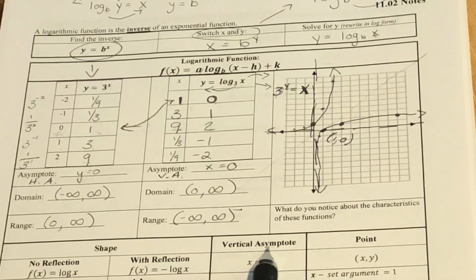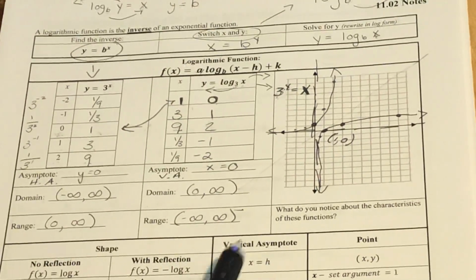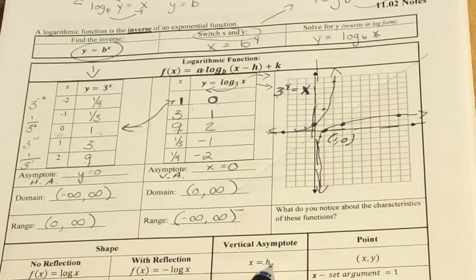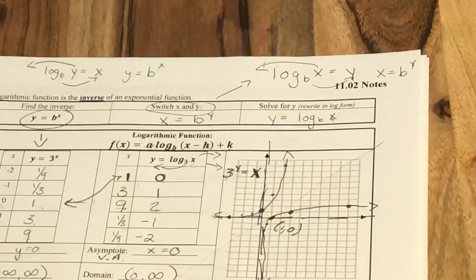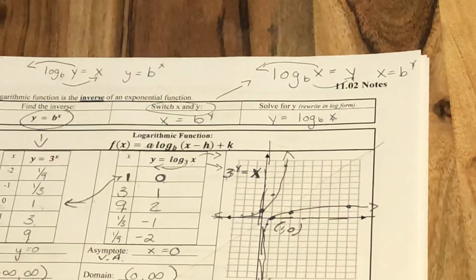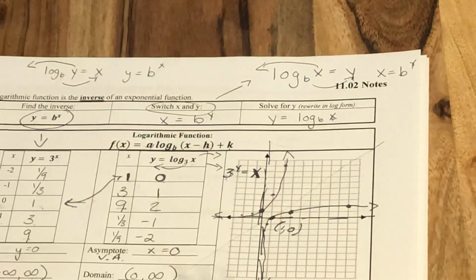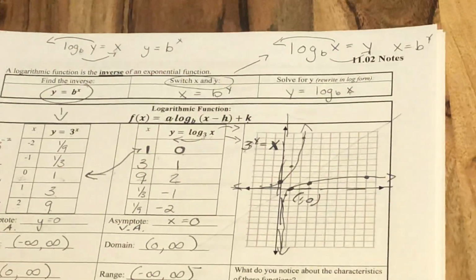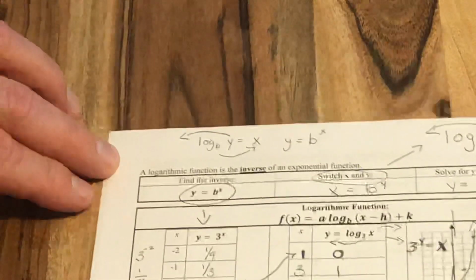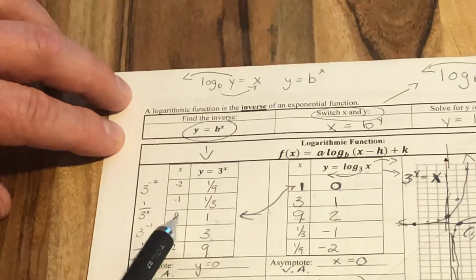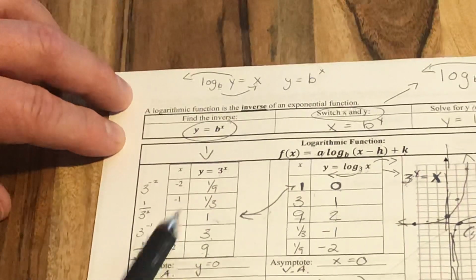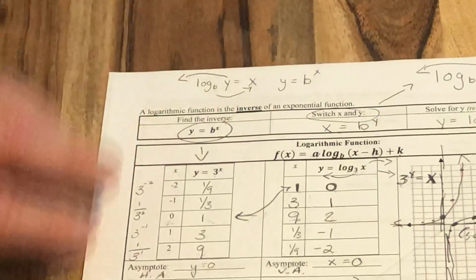Now our vertical asymptote is going to be x equals whatever h is, h being whatever's on the inside next to that argument. And our point will be the opposite, so we'll say x minus our argument equals 1. When we do one of these with an argument, we'd have to figure that out. But understanding our baseline when we don't have any h, it starts at 0, 1 for exponential and 1, 0 for logarithm.